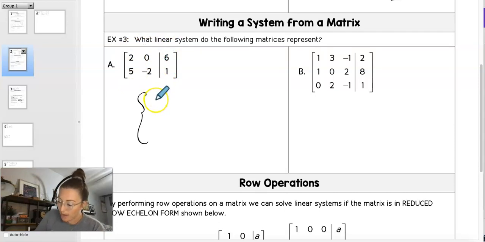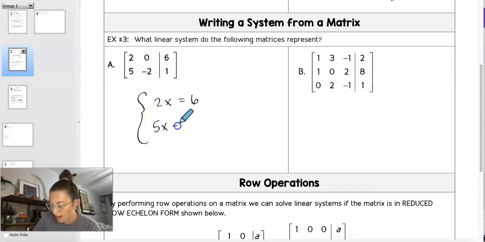So this would be a 2x. Technically plus 0y, we do not need to put plus 0y, equals 6. This next one would be a 5x minus a 2y equals 1. Alright, go ahead, write this one for me, pause the video, give that one a shot, check it when you're done.